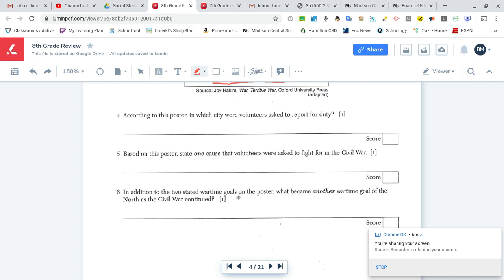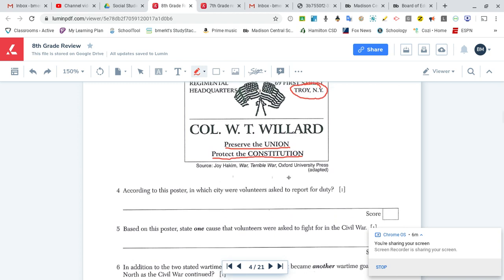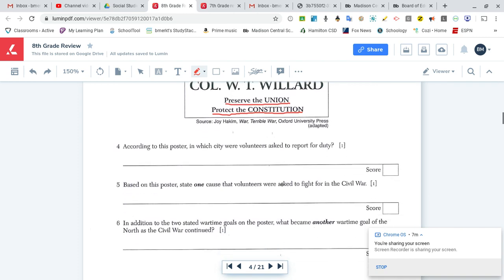In addition to the 2 stated wartime goals of this poster, what became another wartime goal of the North as the Civil War continued? Think hard about that. What other thing did Northerners fight for or try to end? And hopefully it pops in your head. That is correct as well. The answer would be slavery. Yeah, they fought to end slavery.